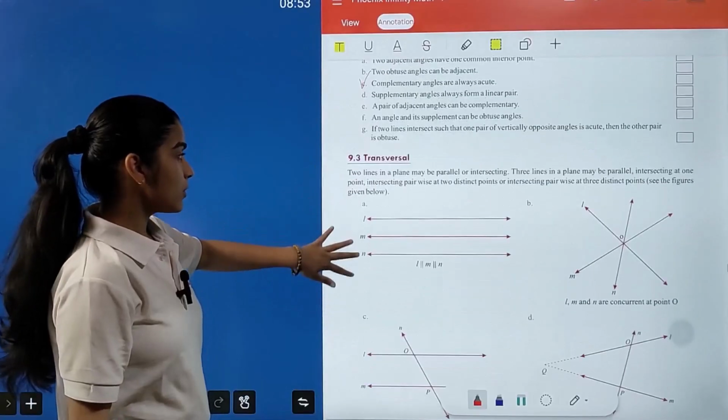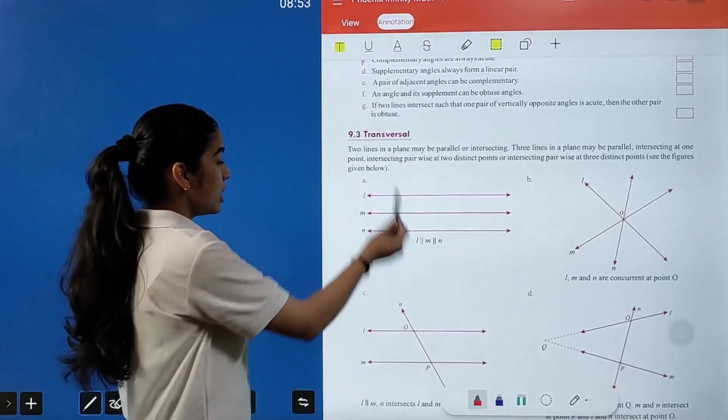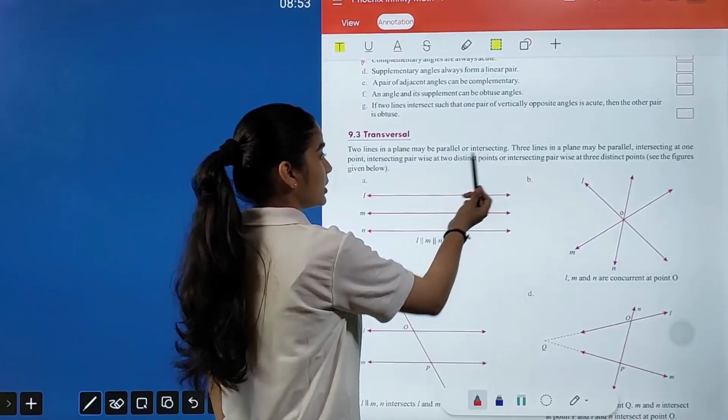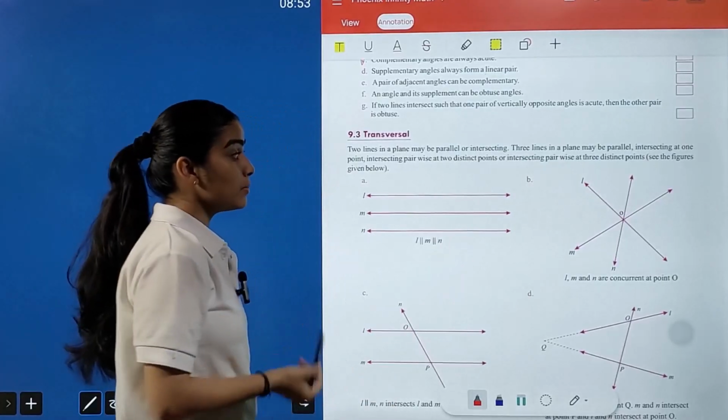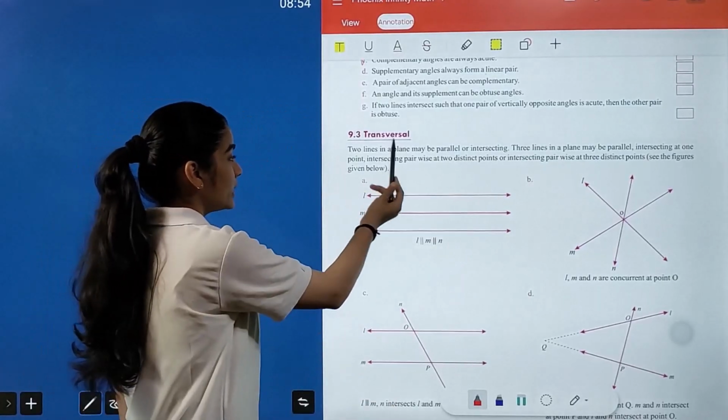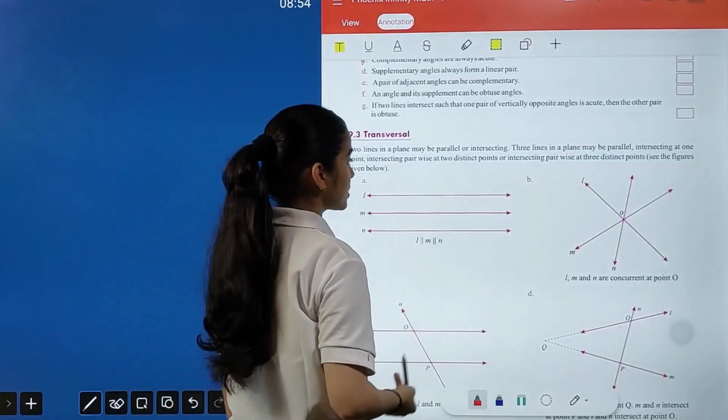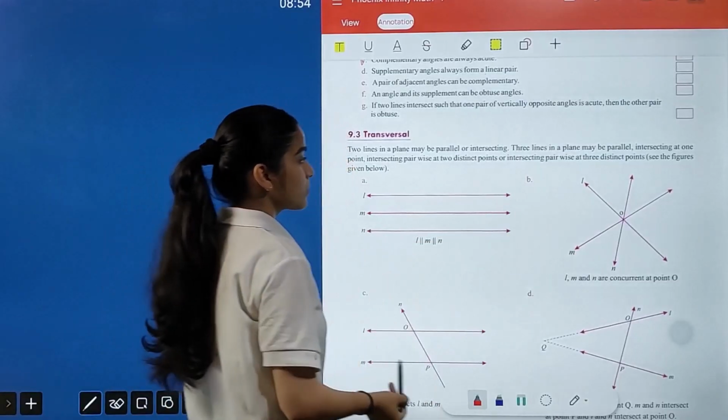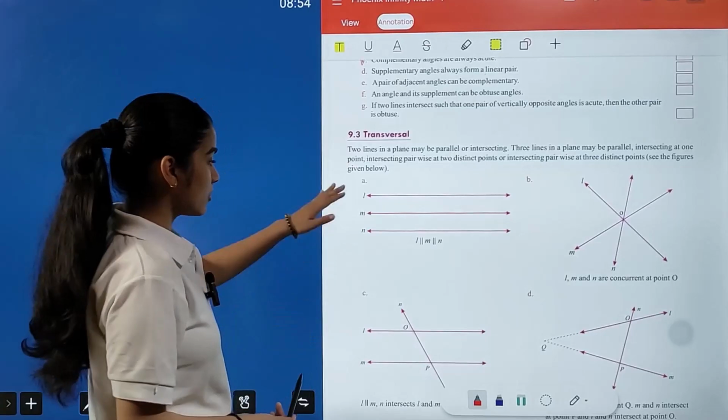Now we move forward to our next concept, which is transversal. Two lines in a plane may be parallel or intersecting. Three lines in a plane may be parallel, intersecting at one point, intersecting pairwise at two distinct points, or intersecting pairwise at three distinct points. So these are your figures.